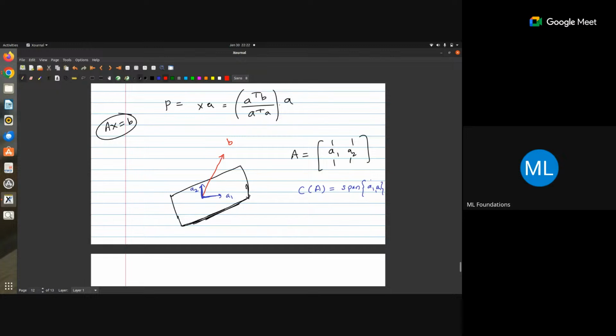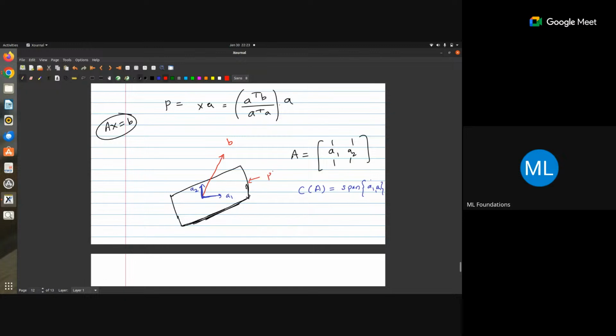Please tell me whether it is correct or not. The vector is not lying on the plane, right? It is somewhere else, outside the plane, and that's why we are saying that it is not solvable. But we have to somehow solve it, right?